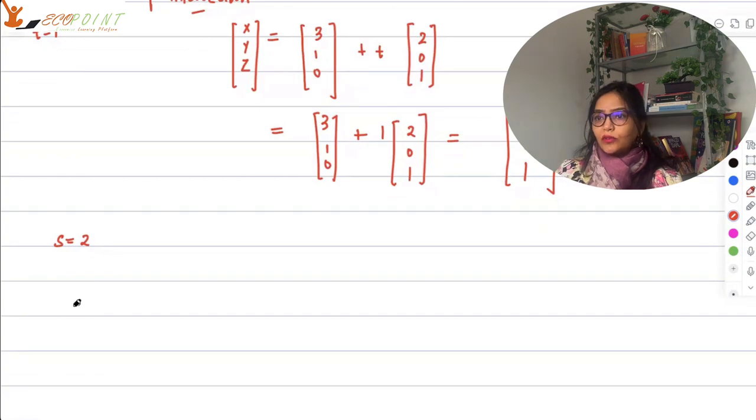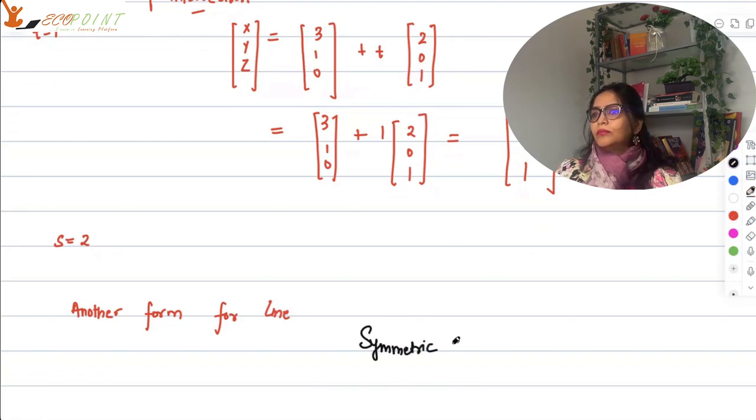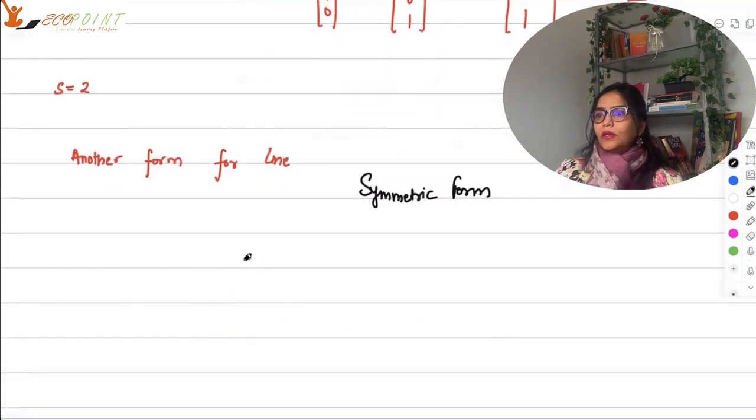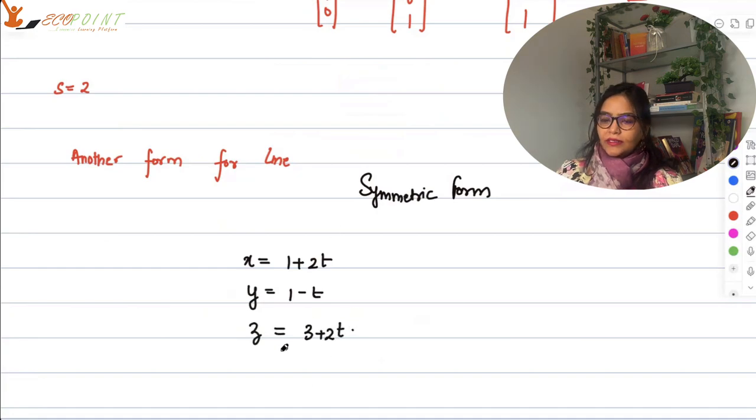Now there is another form for a line which is useful, which is called the symmetric form. Now, what is symmetric form? x is equal to 1 plus 2t, y is equal to 1 minus t, z is equal to 3 plus 2t. Now, where is this coming from?